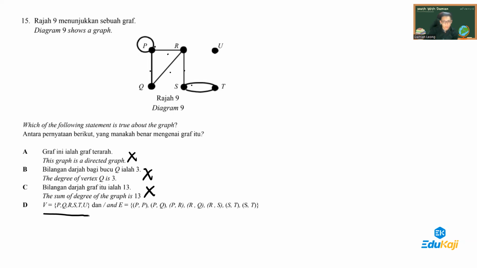Okay, vertices is this PQRSTU, correct? Then edges: PP, that is P to P, PQ, PR, RQ, RS, ST. So yeah, that is correct. Edges and vertices. So D is correct.